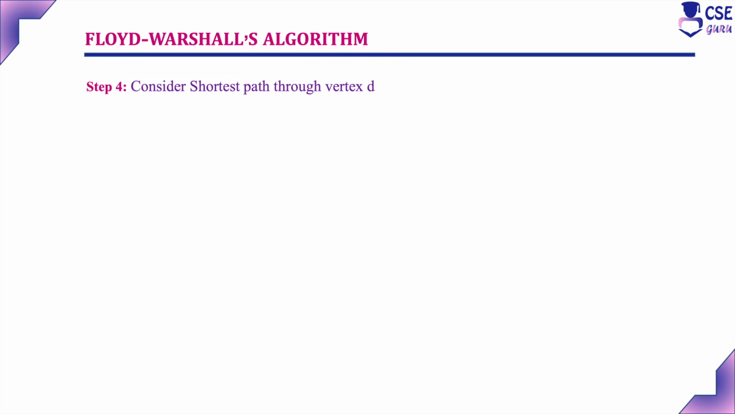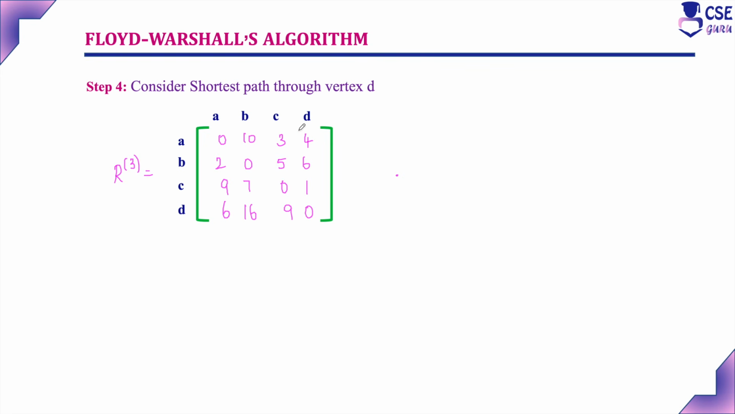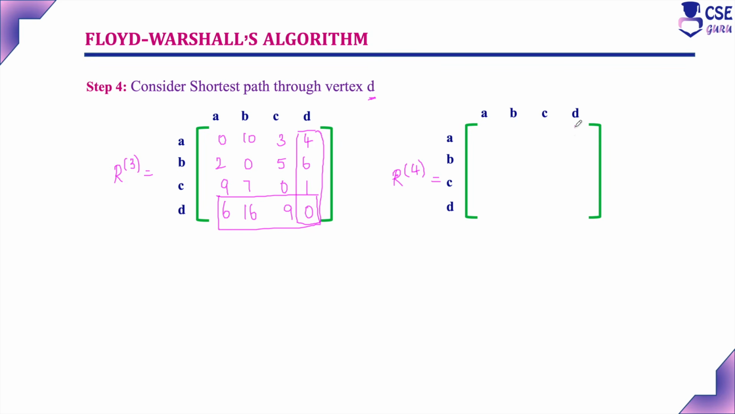Next is step 4. Consider the shortest path through vertex D. Since we are considering the shortest path through vertex D, we should not disturb the values in the D row and D column. The remaining values we need to consider and find the shortest path through vertex D. The new matrix we are going to find is R of 4. The D row and column values we can keep as they are, and the diagonal values are 0 only.